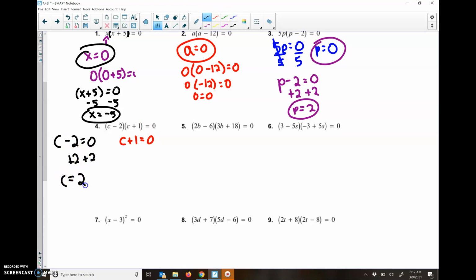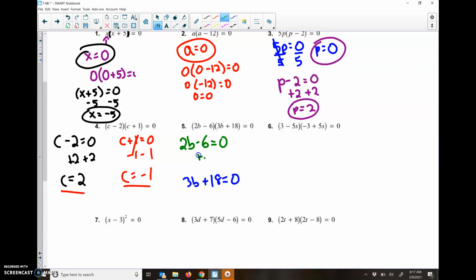So c could be 2, and that would make my equation equal 0. Subtract 1 from both sides. Or c could be negative 1, and that could make my equation equal 0. So then my two answers for this one are 2 and negative 1. 5 gets a little more complicated just because it's 2 steps, but again, probably something we did in chapter 1. So 2b minus 6 equals 0. And then 3b plus 18 equals 0.